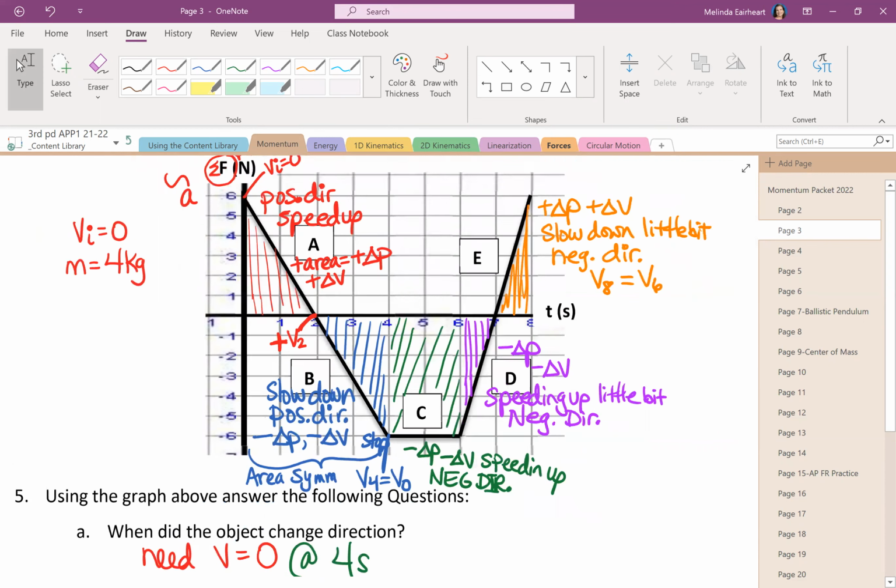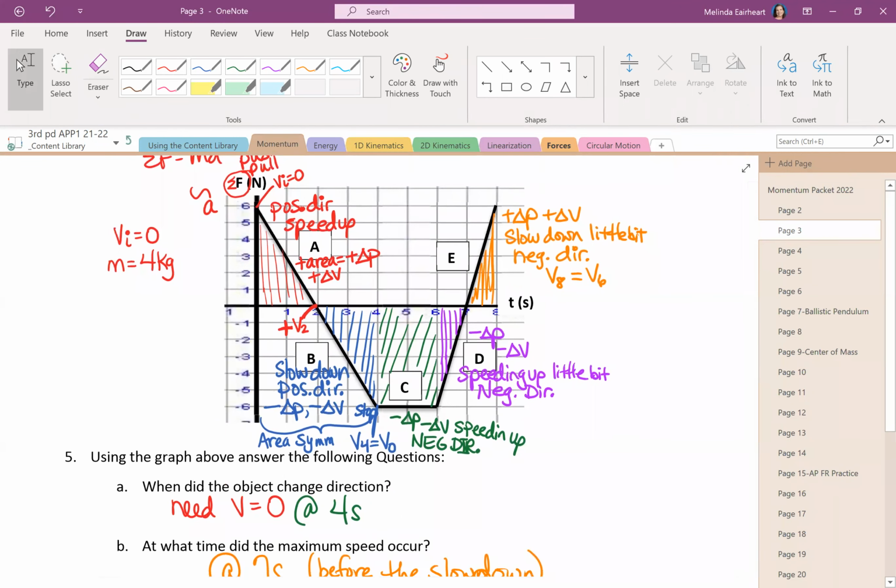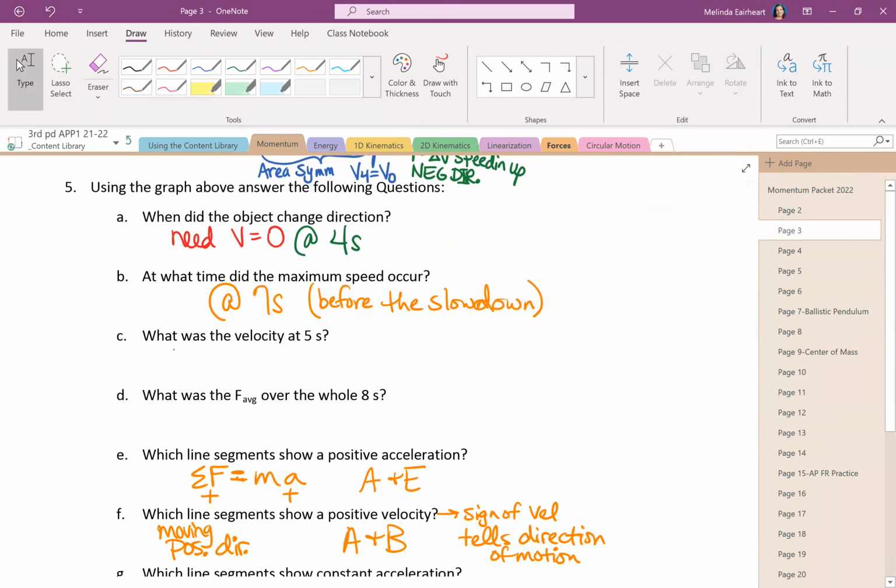Okay, let's do some math. Letter C says, what was the velocity at 5 seconds? And so that kind of happens midway in C. And so we're looking for the velocity. I don't have a constant force. We said area gave us a change in momentum. Let's do area. Well, what did we notice about area A and area B? They're equal, symmetry. And so because of that, I know the velocity at 4 seconds returns to 0. And so if you know the beginning of that segment, then we can just find the velocity at 5.